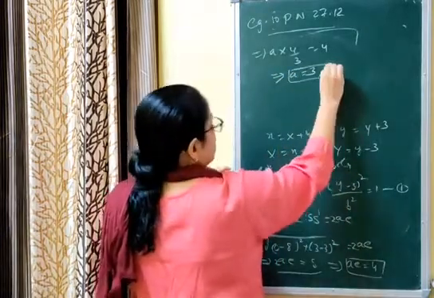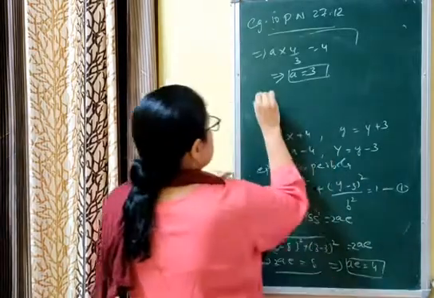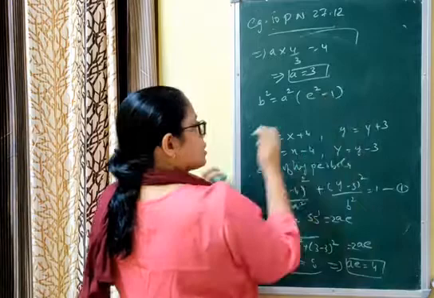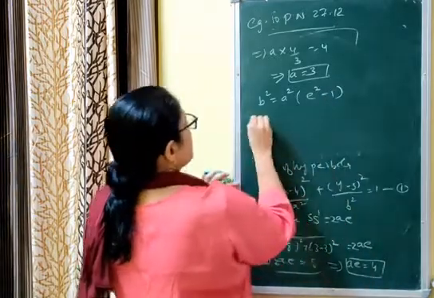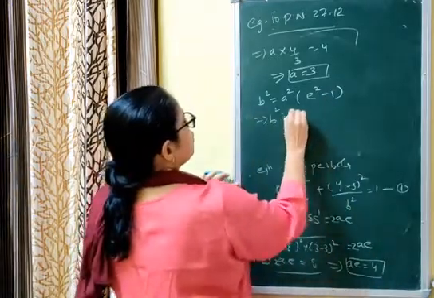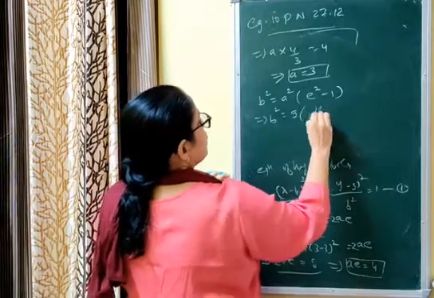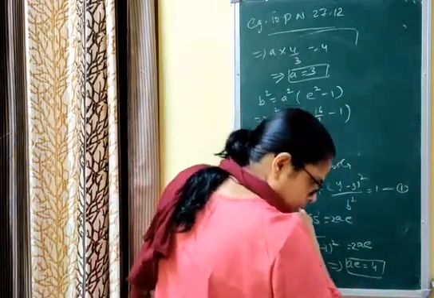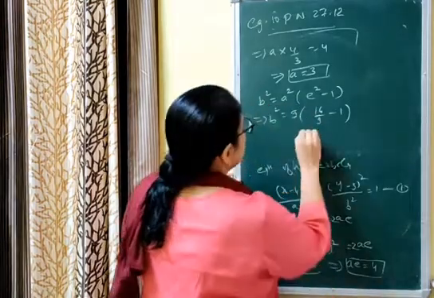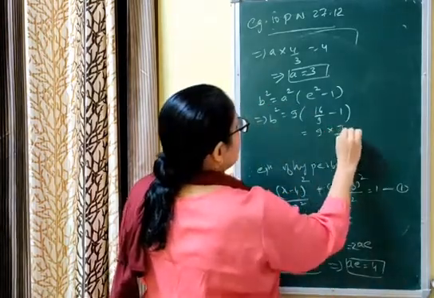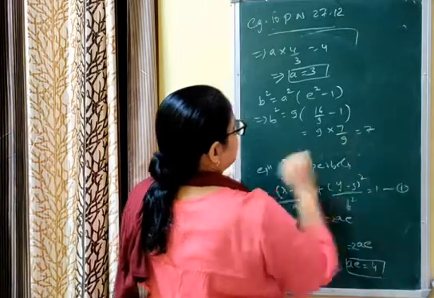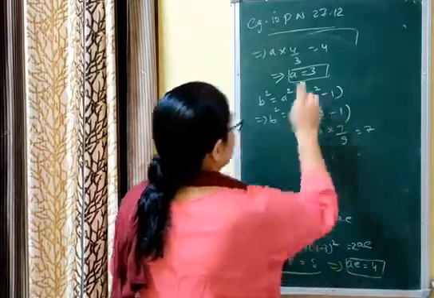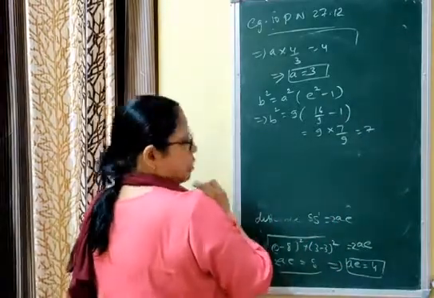Now we have to find the value of B. As usual, B square is equal to A square into (E square minus 1). Since the transverse axis is the x-axis, B square is equal to 9 into (16/9 minus 1), where E is 4/3, whole square. By solving it, you will get 9 into 7/9, that is 7. Now we got the values of A square and B square. A equal to 3, so A square equal to 9, B square equal to 7.